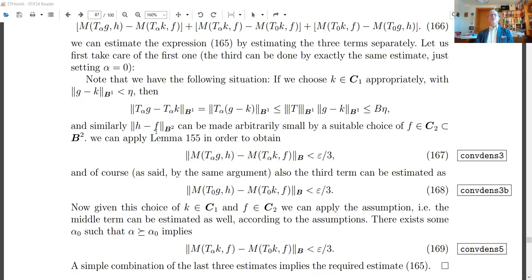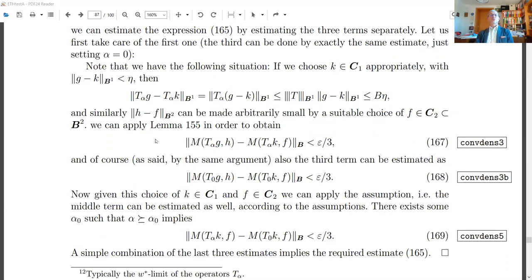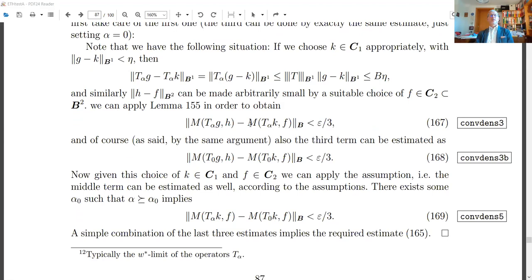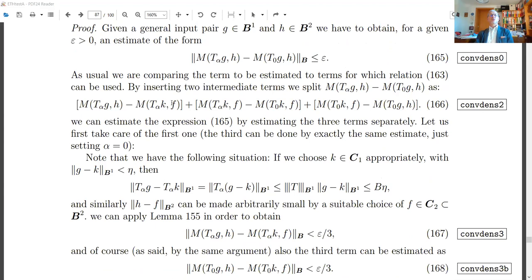Now, once we have chosen those elements K and F such that the first term and the last term are fine, we have to concentrate on the middle term, and we use the lemma that allows us the first and the third term can be controlled now according to this estimate. And now we have switched to the elements where we know by assumption that we can do the limit transition from T alpha to T zero, but it's now for fixed K and fixed F. And so if you just put together, you see there's 3 times epsilon/3, you have a split of the difference that is actually interesting for us.